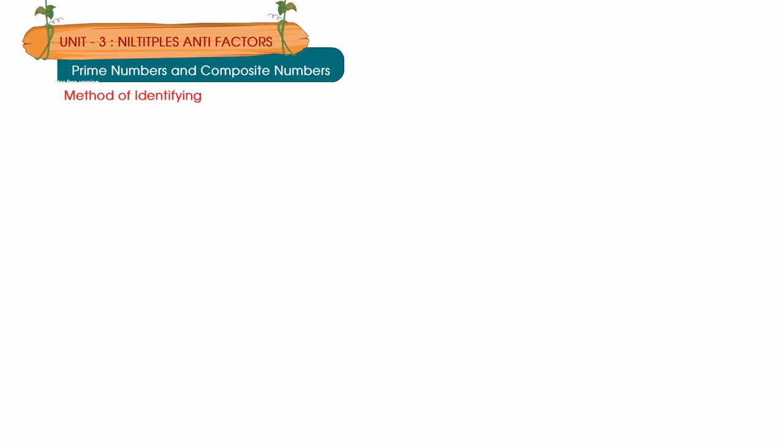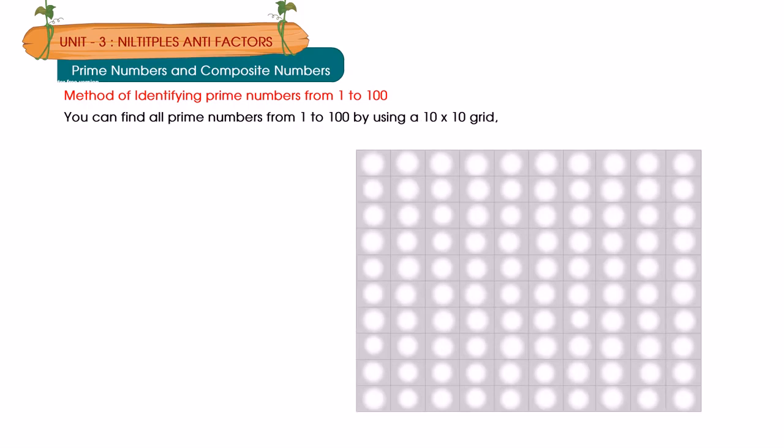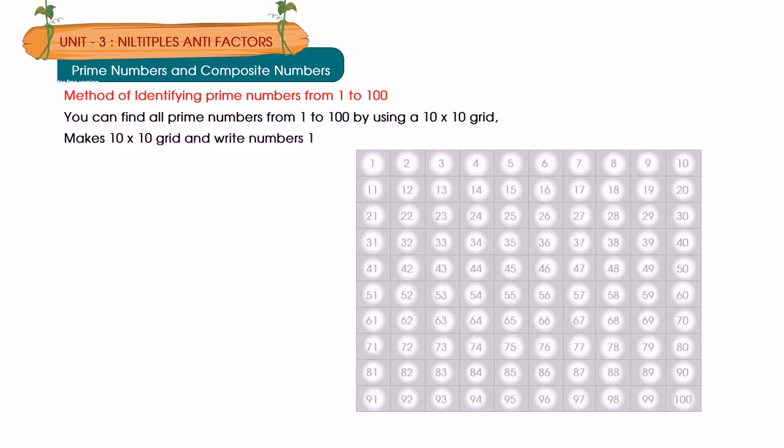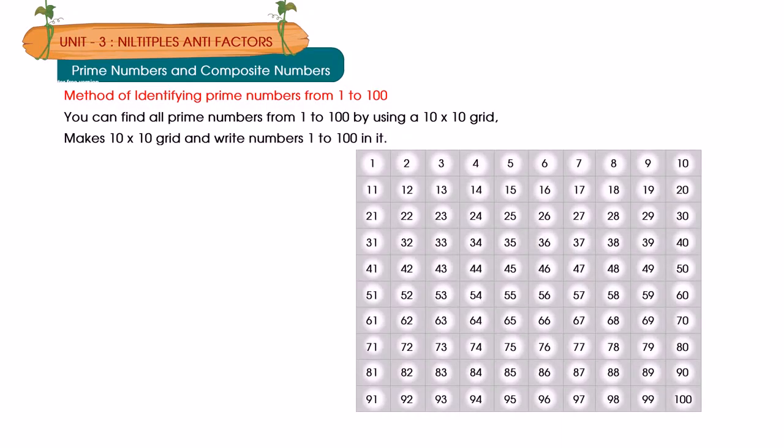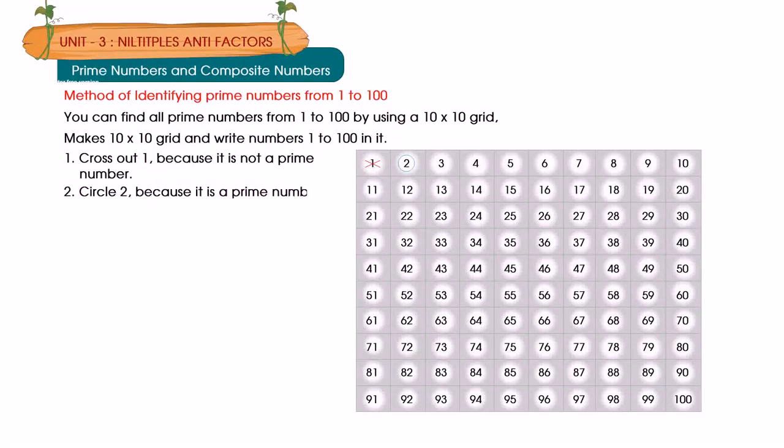Method of identifying prime numbers from 1 to 100. You can find all prime numbers from 1 to 100 by using a 10 by 10 grid. Make a 10 by 10 grid and write numbers 1 to 100 in it. 1. Cross out 1 because it is not a prime number. 2. Circle 2 because it is a prime number and cross out all the multiples of 2 like 4, 6, 8 and so on.